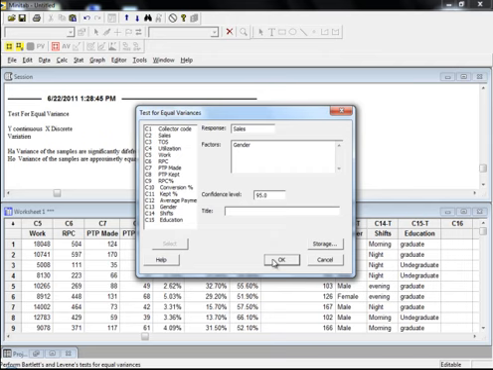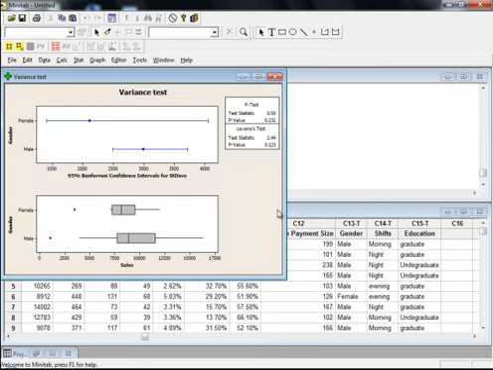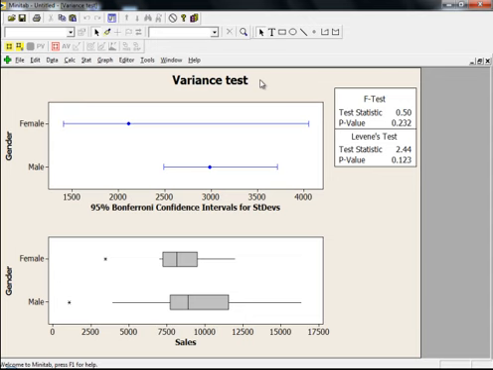Now, title, say, variance test. Okay, just click OK, and now you can see a diagram out here. I'll tell you how to interpret this diagram, but you can see here we got two p values.